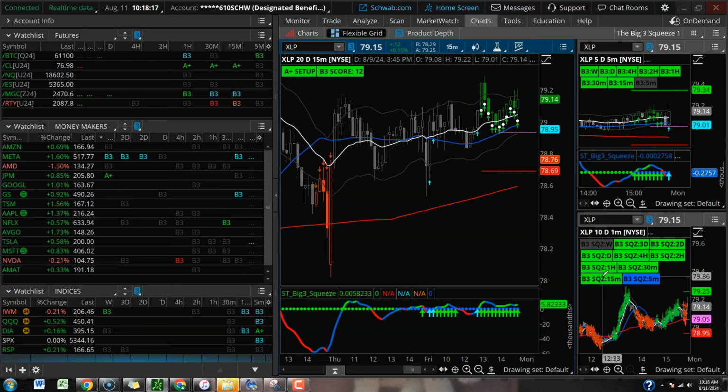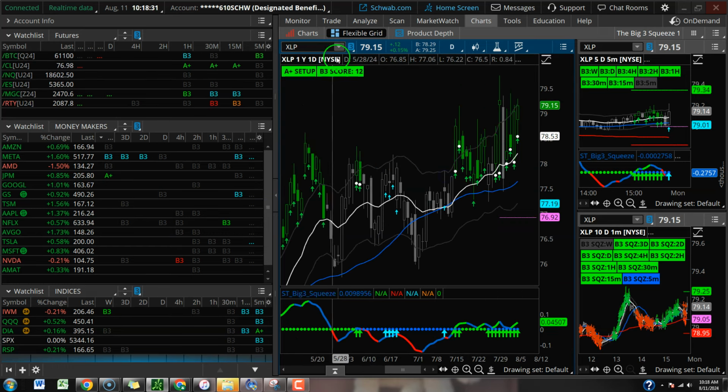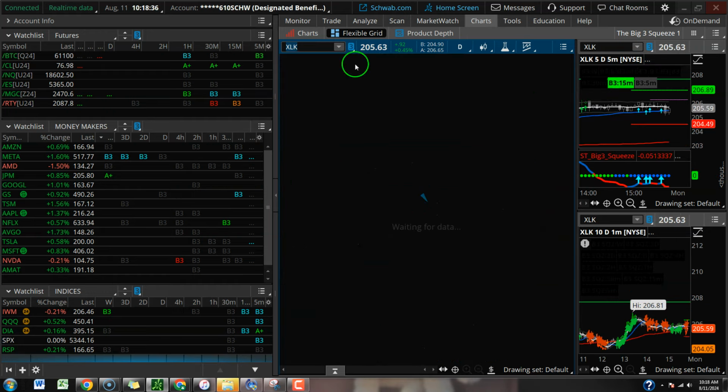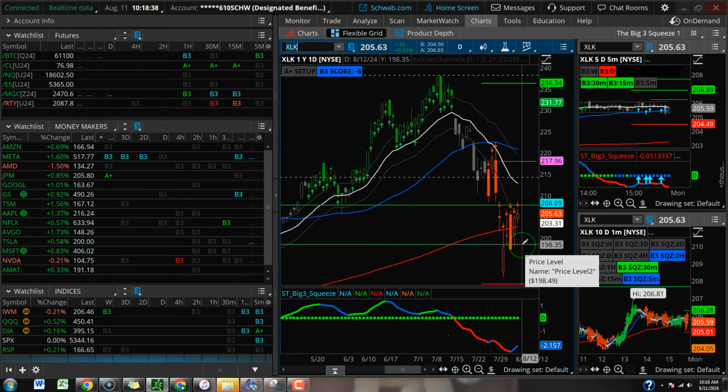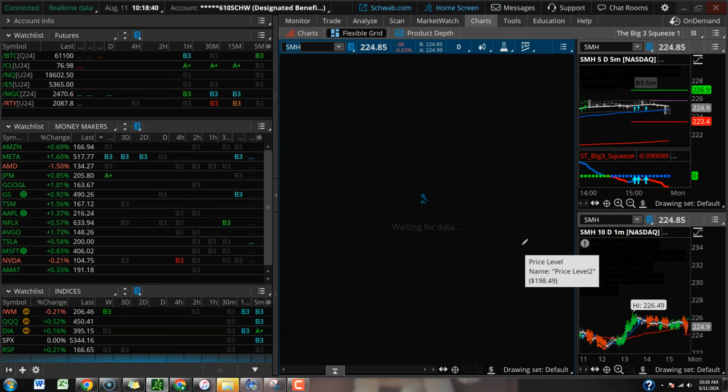Bullish trend, bullish structure, momentum, and compression from the squeeze. They're all building up energy. The indicator says they all want to go for a move to the upside. Looks 100 times better than XLK. Not even close. Looks 100 times better than SMH.